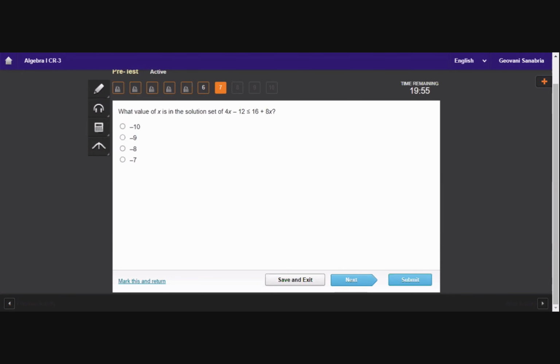So now I got 12, 16. It should be negative 12 plus 8. Yeah, negative 12. Less than or equal to 16 plus 4x. Yeah, plus 4x. So now I'll subtract the 16, right? Yep.